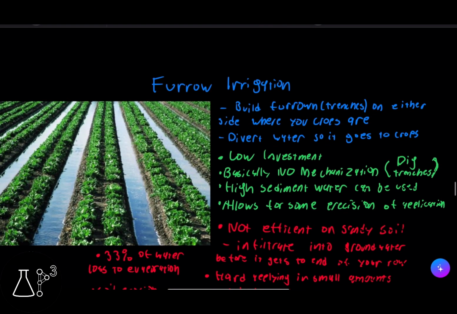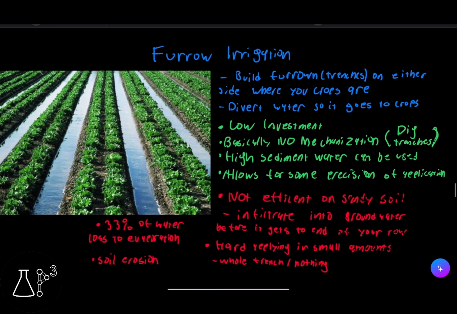So the second irrigation we're talking about is furrow irrigation. Furrow irrigation is basically building furrows or trenches on either side of where the crops are, and again diverting water so it goes to the crops. Now the good thing about it is that it's a low investment, it's not going to cost a lot of money. Basically no machinery, we just have to dig a trench, that's about it. High sediment water can be used, and it allows for precision of application.